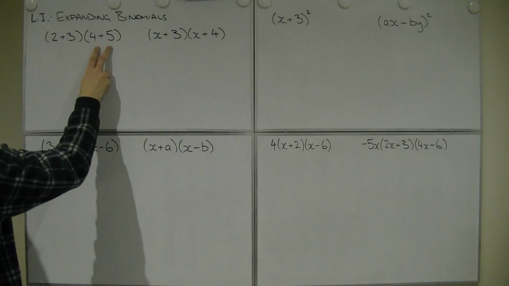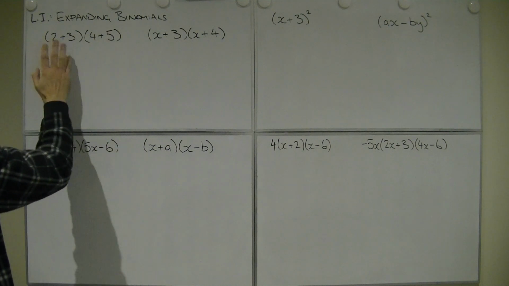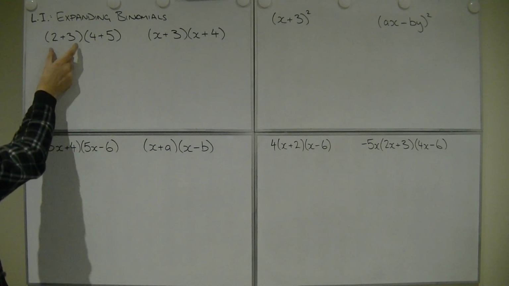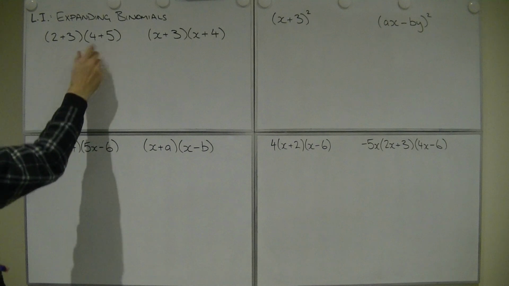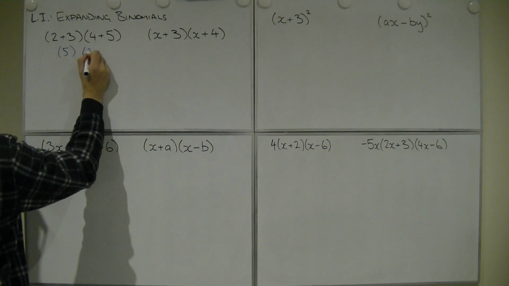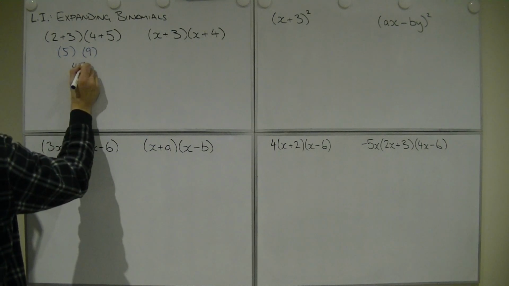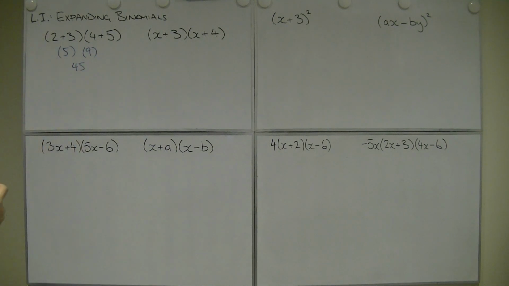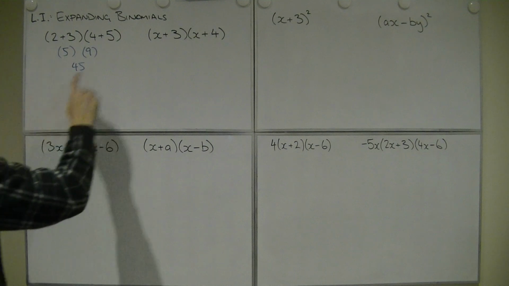Here I've just got a whole bunch of standard numbers, so I should be able to run BODMAS, in which case I should do what's inside the bracket first. That's going to be a 5, that's going to be a 9, and together we get 45. Nice, boring. Okay, well, what if I've got something like this?